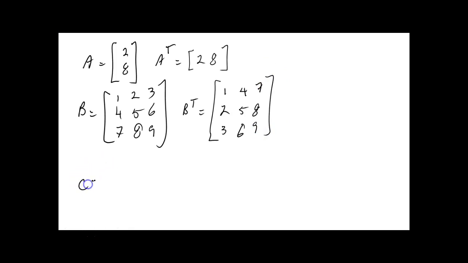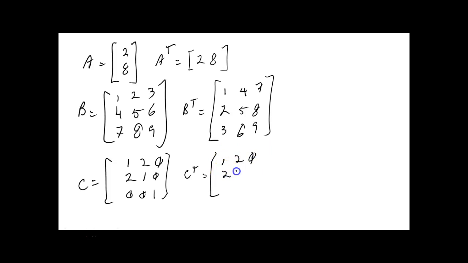Let's do C. 1, 2, 0, 2, 1, 0, and 0, 0, 1. What would be C transpose? 1, 2, 0. I thought you just said that. Next. 2, 1, 0. 0, 0, 1. That's rather bizarre, isn't it? Okay. This matrix is its own transpose. Most of the time that will not be the case.